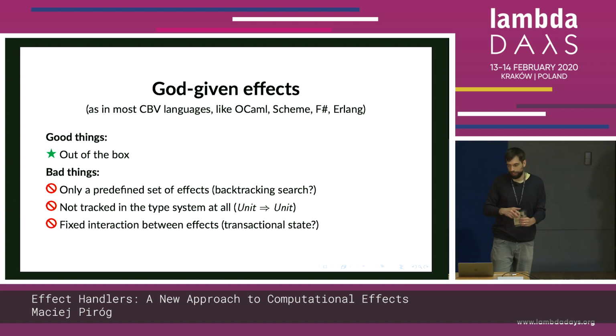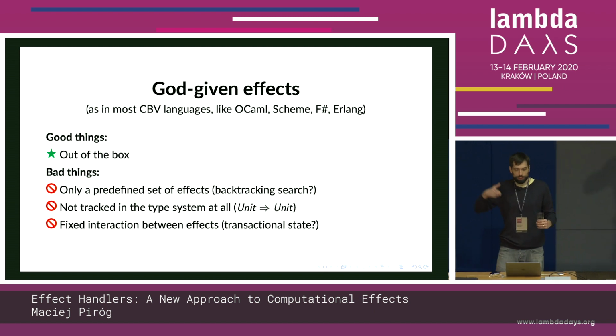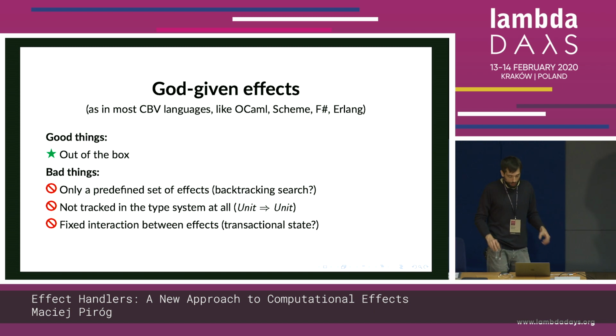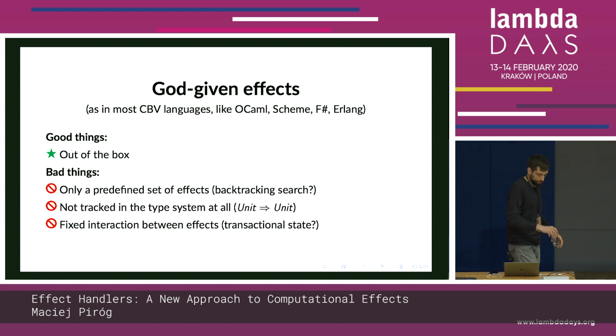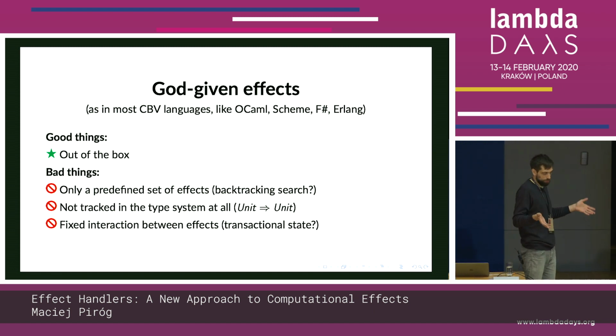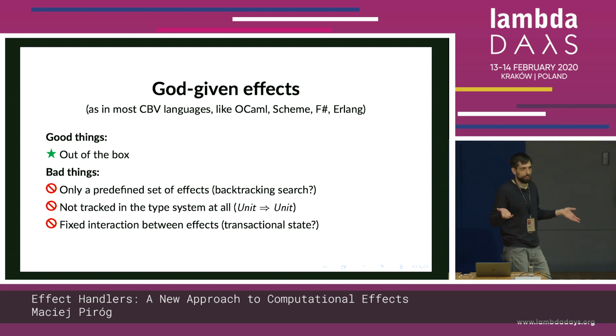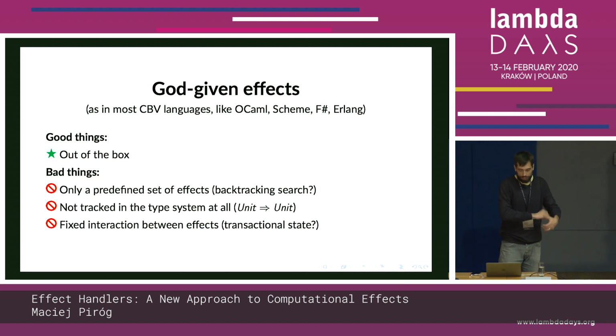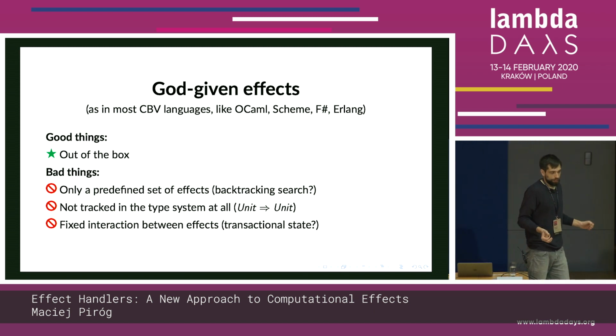If you want to generate a fresh identifier, you probably need to build it over this mutable state thing or something like that. So this way you lose some expressivity because you only have to work with a predefined set of effects. Second of all, effects are not tracked in types, right?